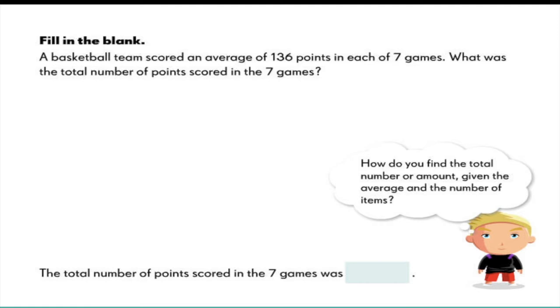What about this problem? Do you think you'll be able to answer the given question? A basketball team scored an average of 136 points in each of 7 games. What was the total number of points scored in the 7 games? So how do you find the total number or amount, given the average and the number of items? Yes, you just need to multiply the average and the number of items, and you will get the total number of points scored in the 7 games.